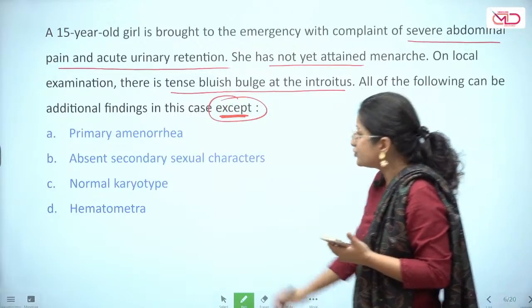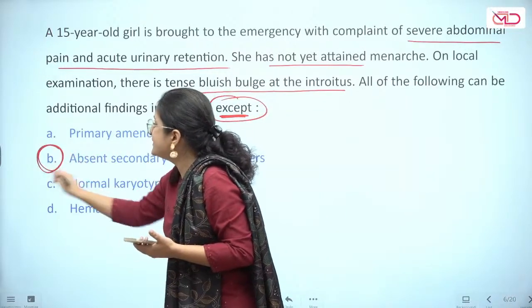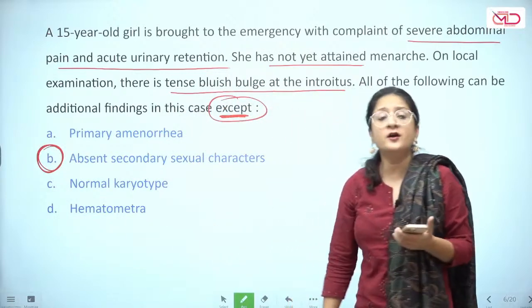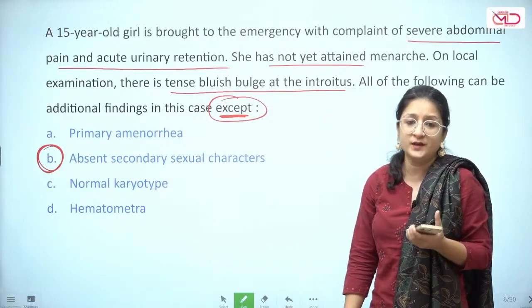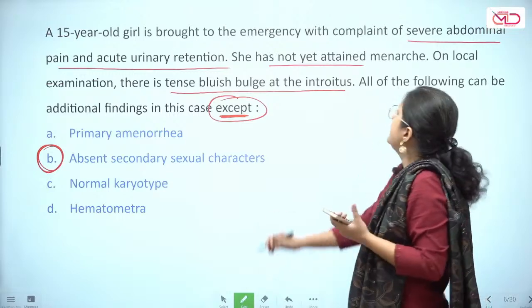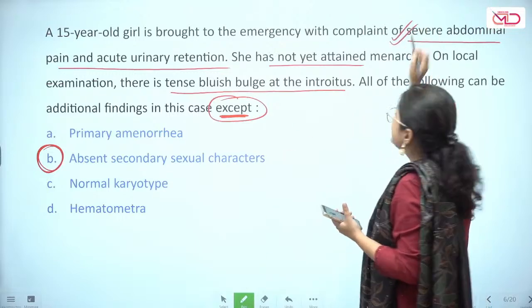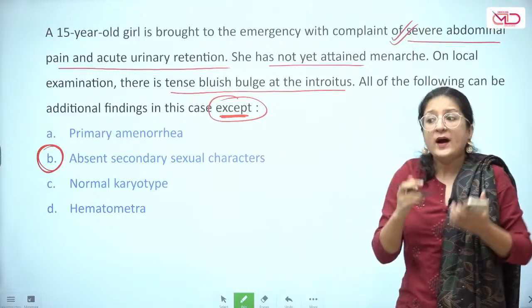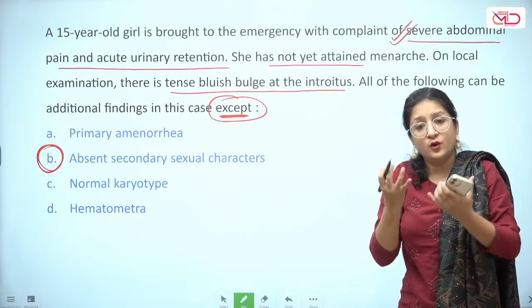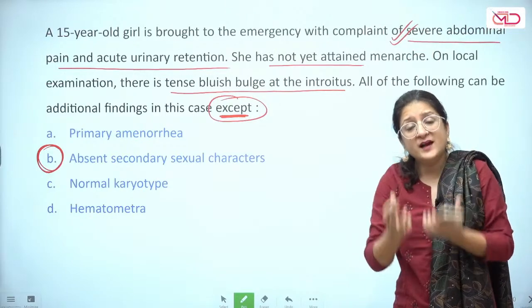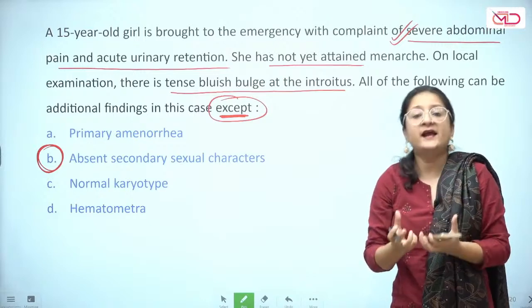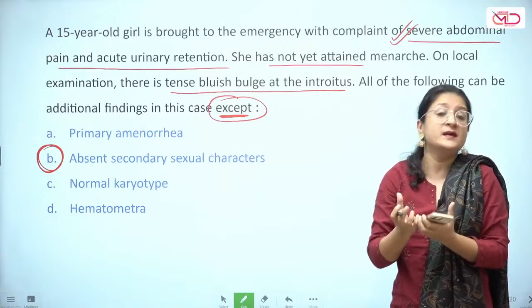Except, yes, very good. So option number B is the correct response. There will not be absence of secondary sexual characteristics, right? She has been brought with complaint of severe abdominal pain. Why is she having such severe abdominal pain? Because there has been blood which has been collecting inside for so many months, maybe, right?